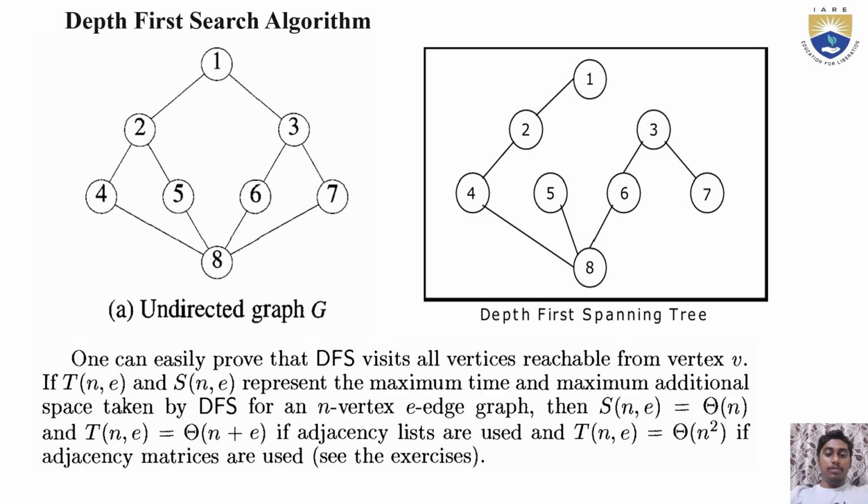One can easily prove that DFS visits all vertices reachable from vertex V. If T(n,e) and S(n,e) represent the maximum time and maximum additional space taken by DFS for an n vertex, e edge graph, then S(n,e) equals big O of n and T(n,e) equals big O of n plus e if adjacency lists are used, and T(n,e) equals big O of n squared if adjacency matrices are used.